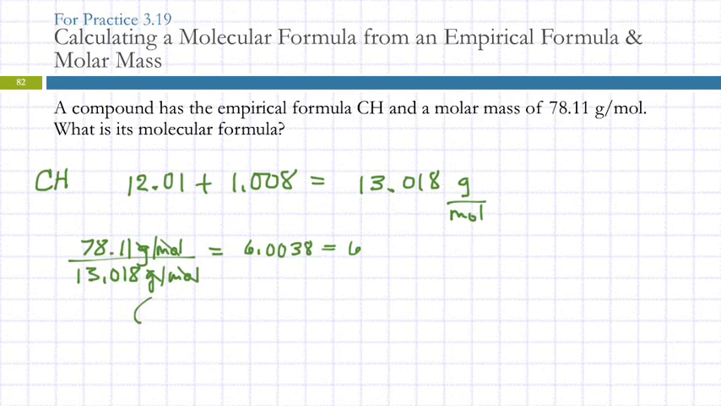One way to express that is we take CH and we multiply it by 6. So the molecular formula is C6H6. Any questions? The molar mass of the compound would be determined experimentally by using a mass spectrometer.